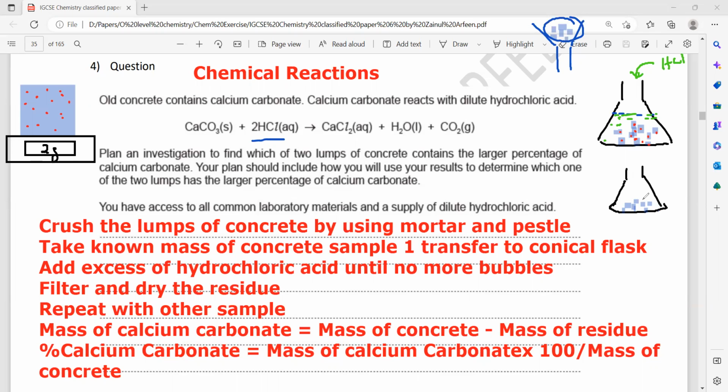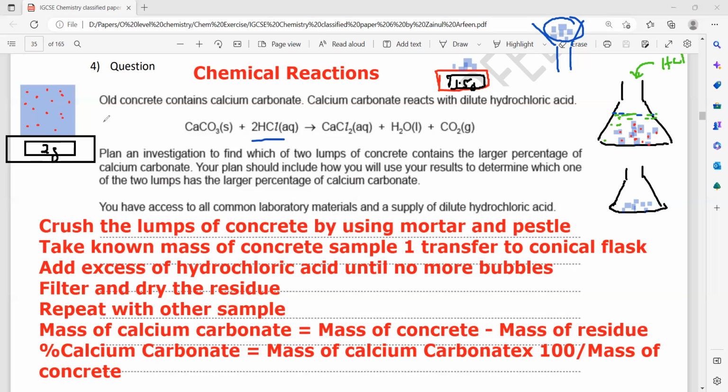And when we use excess hydrochloric acid, all the calcium carbonate is removed, because we want to remove all calcium carbonate from this sample of concrete. Then we filter and then dry. And then we measure the mass of the remaining pieces of concrete. And then we compare, to know how much calcium carbonate was there. Say in the beginning of the experiment, it was 2, and when we did this experiment, say it was 1.5 grams.